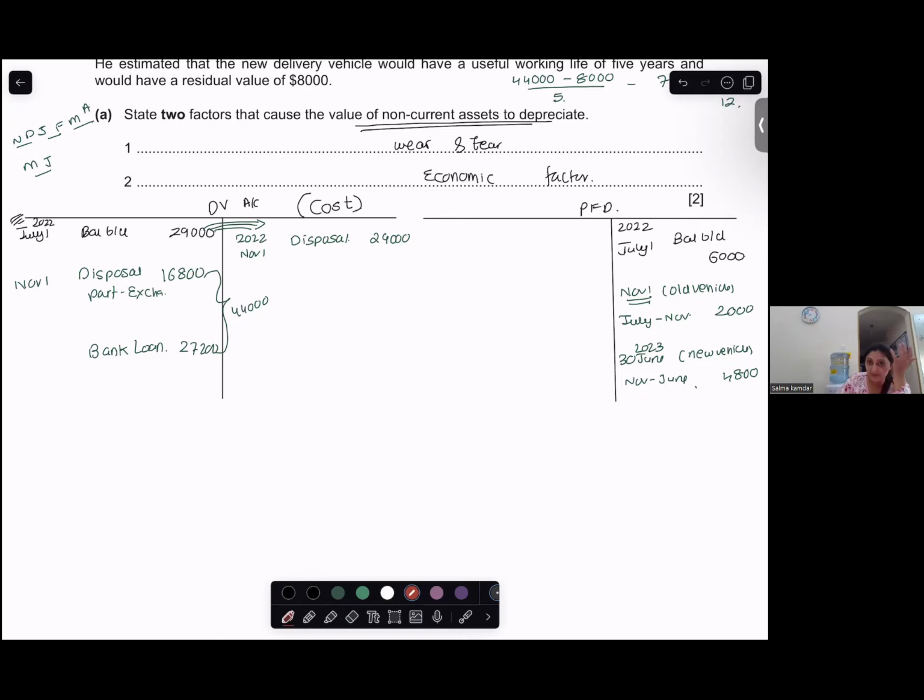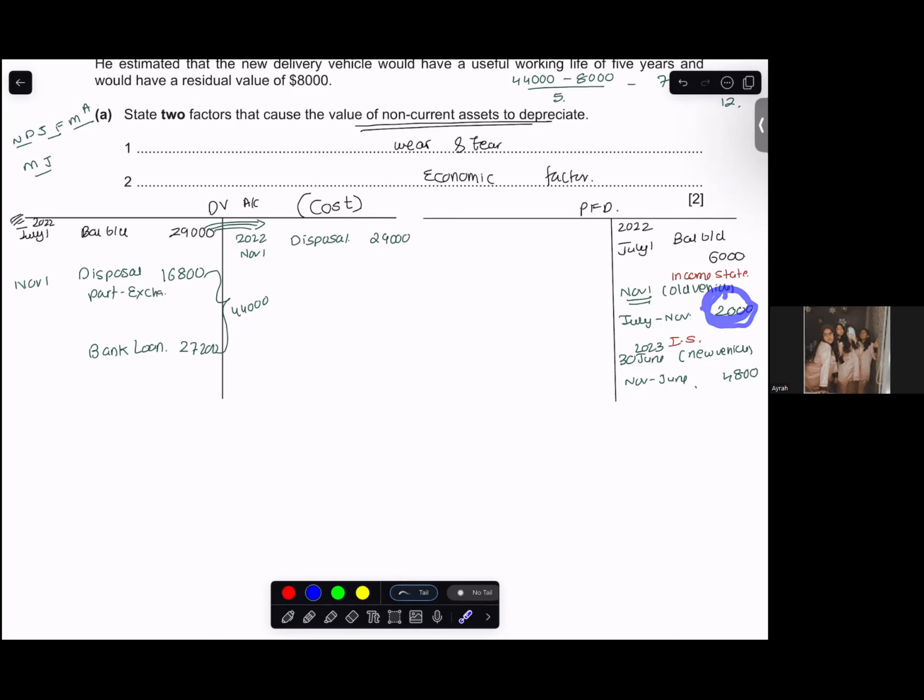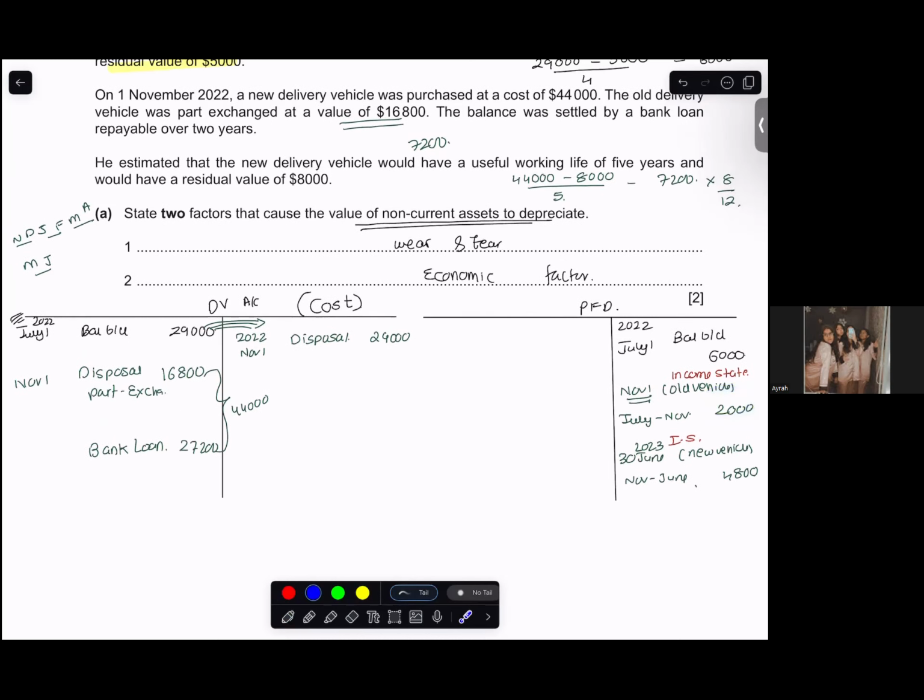This will go in your income statement. This is depreciation for the year. Don't forget to remove depreciation of this. So 2,000 is the old vehicle, because you've disposed it on November 1. Both of these you'll write in the income statement. You can even club and write it on the last date, but I usually charge depreciation of the asset disposed on the date of disposal. So the account is done.